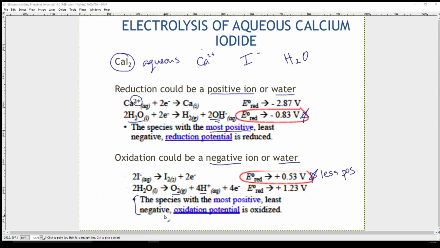Now this phrase down here, this is actually referencing oxidation potentials. These are reduction potentials. So this phrase is separate. Don't link it to the numbers that are above it. The species that has the most positive or least negative oxidation potential is oxidized. So if for some reason you have oxidation potentials instead, you want to look for the one that's the most positive, because that means it's more likely to be oxidized.